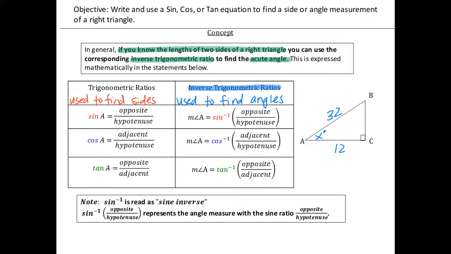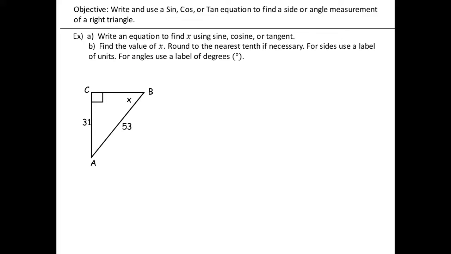And just notation for reading, this is called the sine inverse. We don't say sine to the -1. We just read it as sine inverse. And then notice that the ratios are still the same. Sine is opposite over hypotenuse. Sine inverse is still opposite over hypotenuse. Cosine is still adjacent over hypotenuse. The inverse is still adjacent over hypotenuse. Tangent is opposite over adjacent. So tangent inverse is still opposite over adjacent. The ratios are the same. It's just using the inverse instead of the regular trig function. Okay? So let's go ahead and look at our first example.